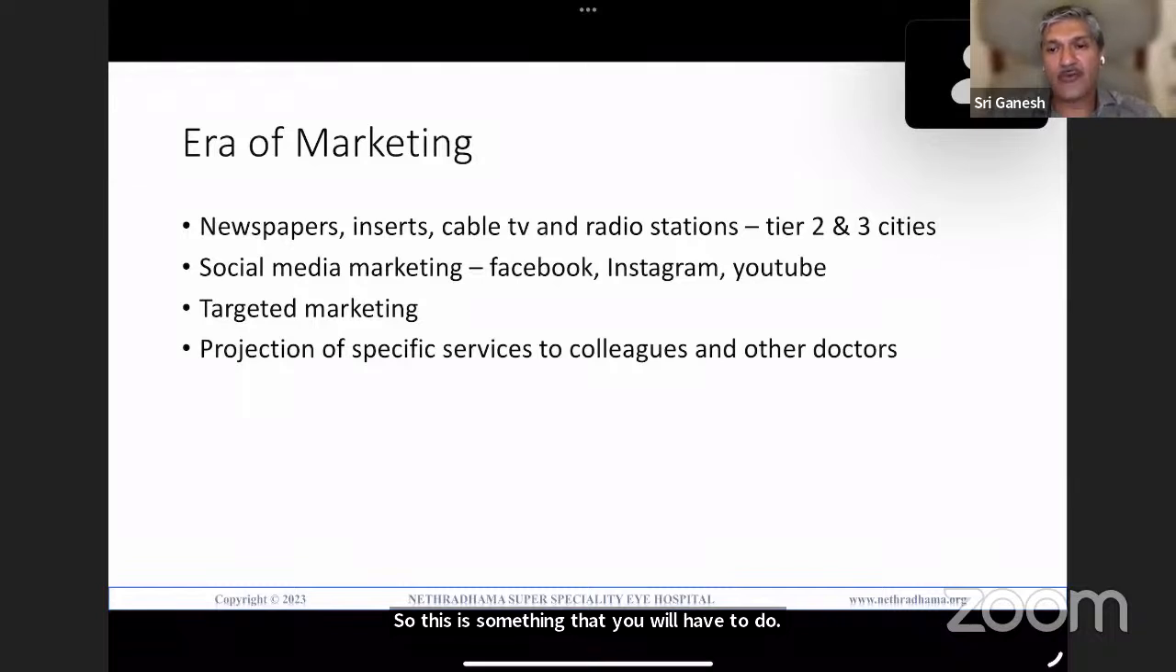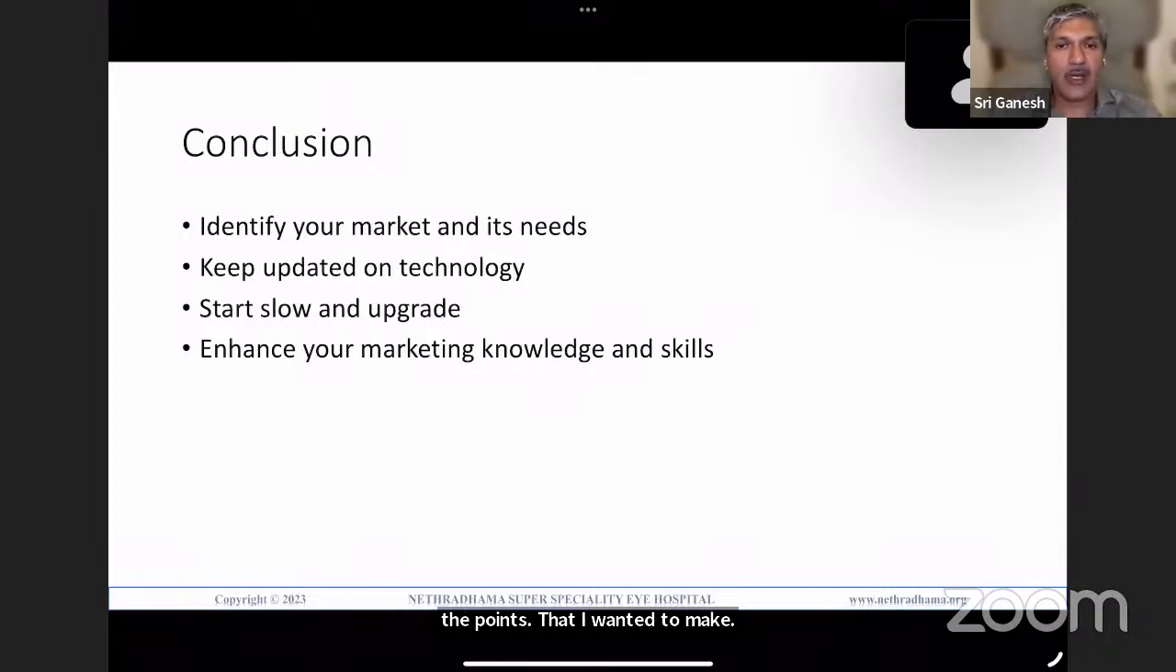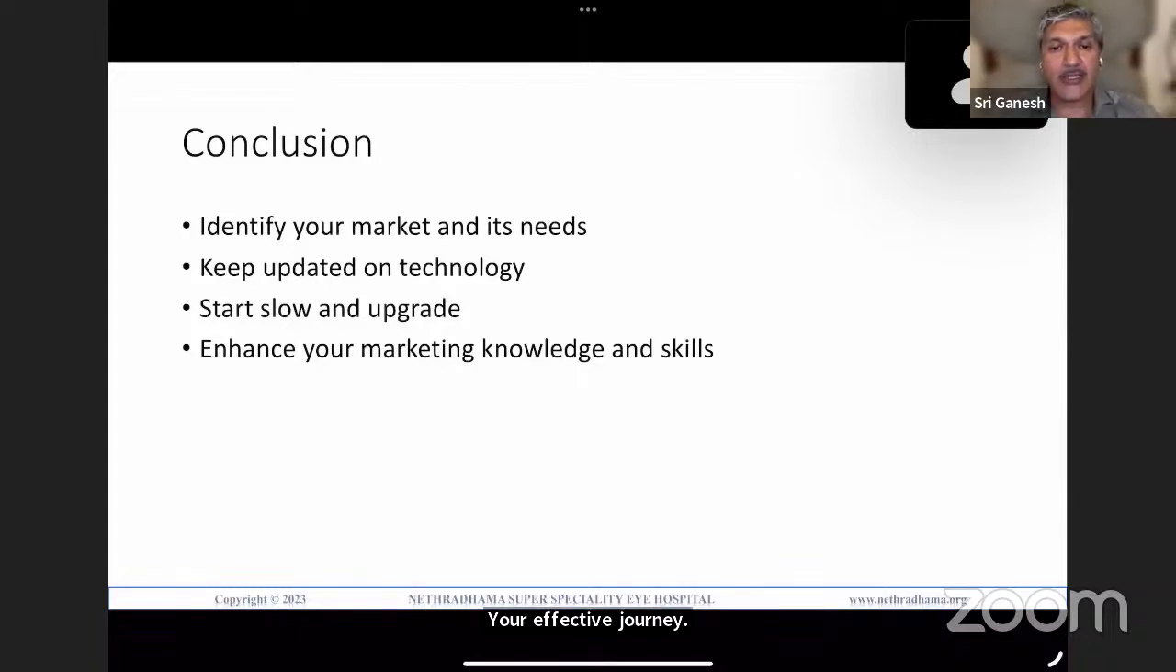So these are a few of the points that I wanted to make for young ophthalmologists starting out on your refractive journey. So to conclude, you will have to identify your market and its needs, what type of laser you want to invest in, what type of patients you're going to cater to, how much you're going to charge, whether it makes financial sense, and what kind of marketing tools you're going to use in your particular market.